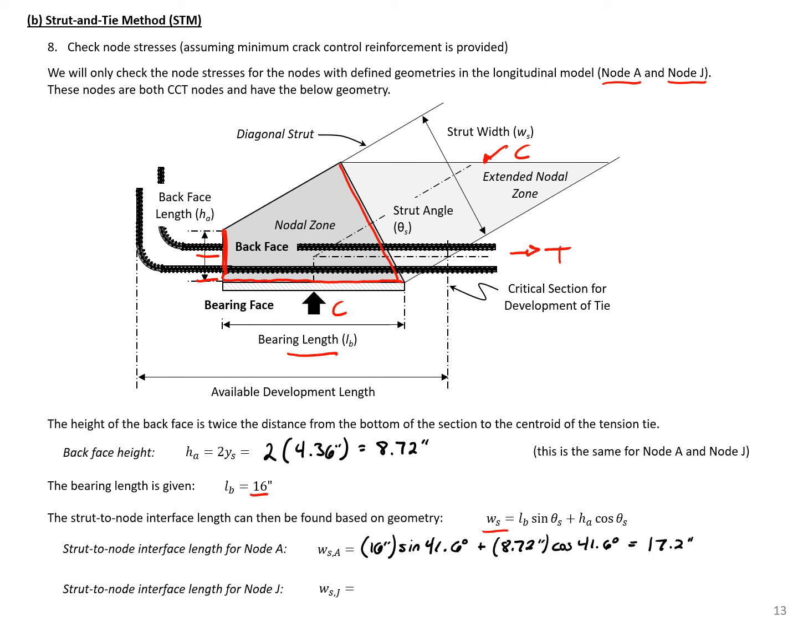Then our strut-to-node interface length for node J is going to be 16 inches times sine 26.4 degrees plus 8.72 inches times cosine 26.4 degrees, which will give us a strut-to-node interface length here of 15.0 inches. So we can use all these lengths with the width of our section, or width of our bearing, to find the capacity of our 3 different faces for each node.